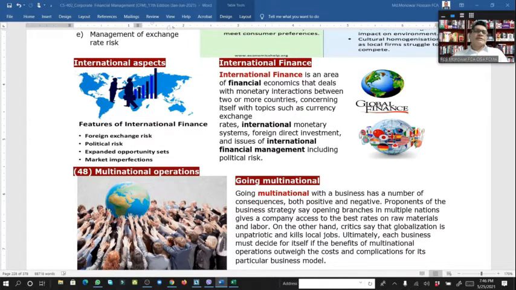And if we see the international aspects, there are also some difficulties: foreign exchange risks, political risks, expanded opportunity, etc. These are the multinational aspects.